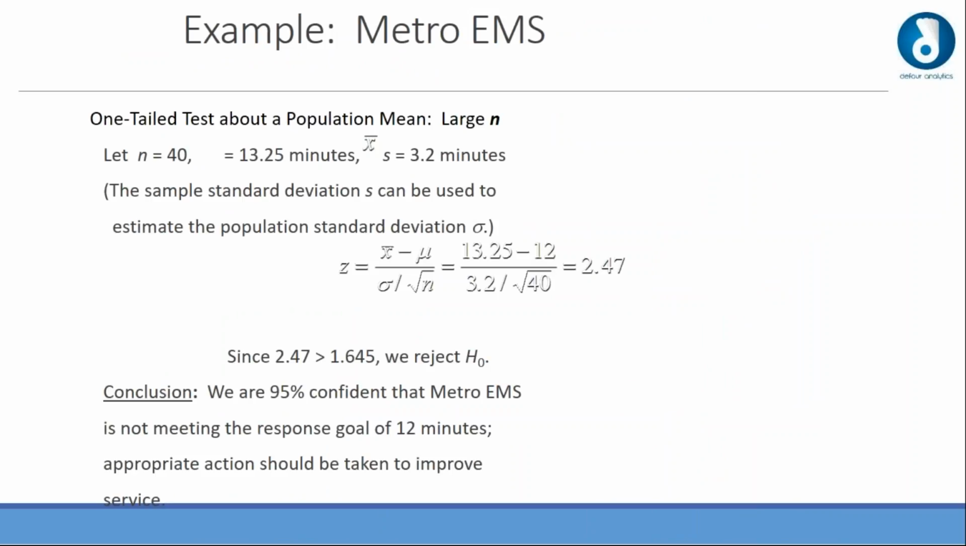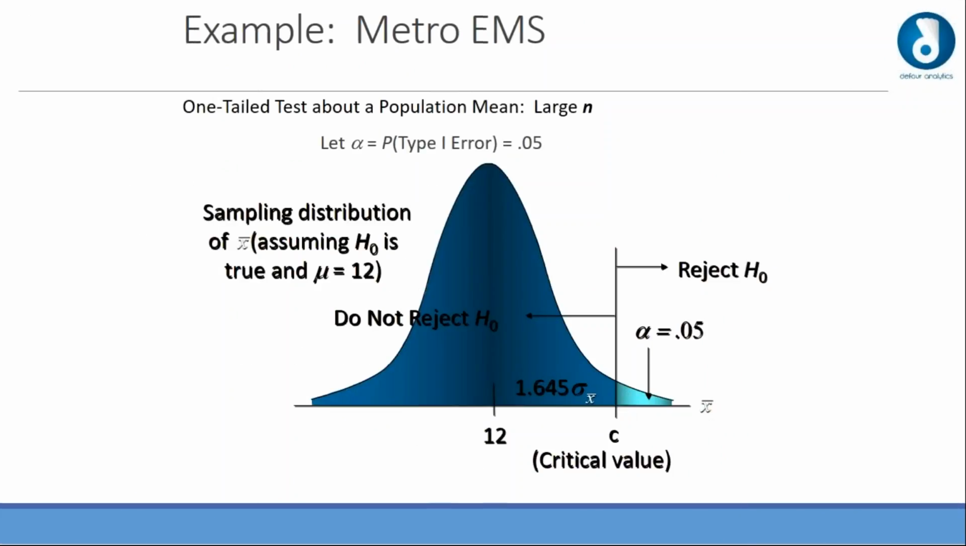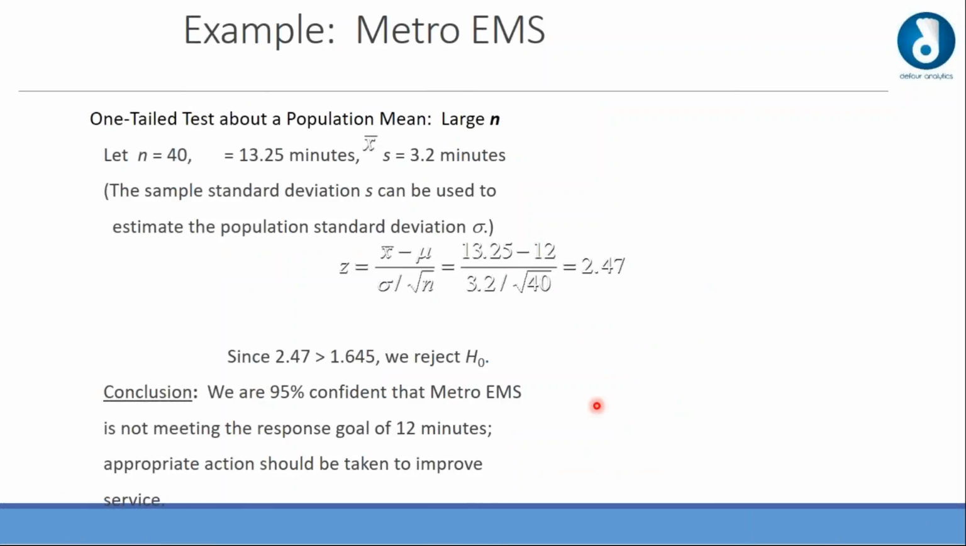So we are going to reject the null hypothesis, as we found that the Z value is in the rejection region, as we can see clearly from this figure. So what is our conclusion? We are 95% confident. Here we are using the word 95% confident because we have taken alpha, or significance level, as 5%. So I told you alpha is 0.05. Here we are 95% confident that Metro EMS is not meeting the goal of 12 minutes. We have proven that they are taking more than 12 minutes. They need to improve their services.